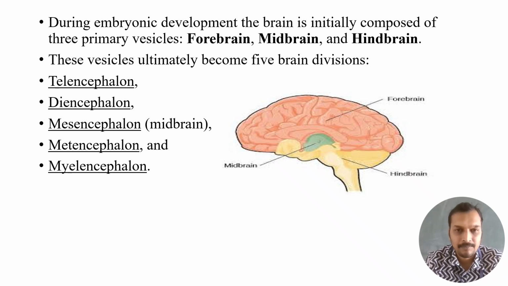During embryonic development, the brain is initially composed of three vesicles. So initially at the embryonic level, it forms with three vesicles: the forebrain, midbrain, and hindbrain. Later on, as it progresses, it divides into five brain divisions: the telencephalon, diencephalon, mesencephalon, metencephalon, and the myelencephalon.